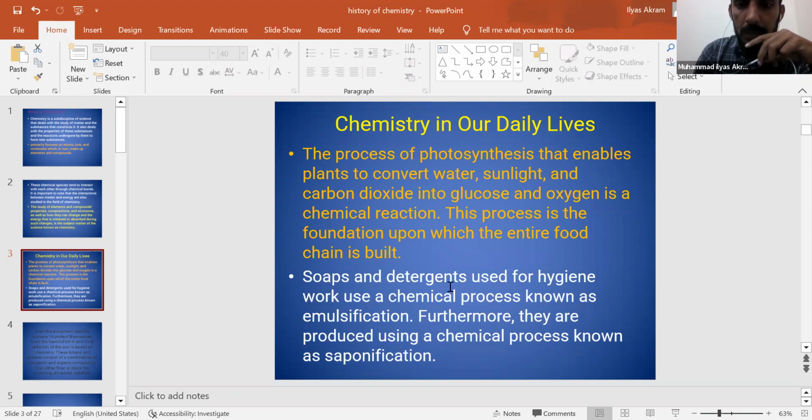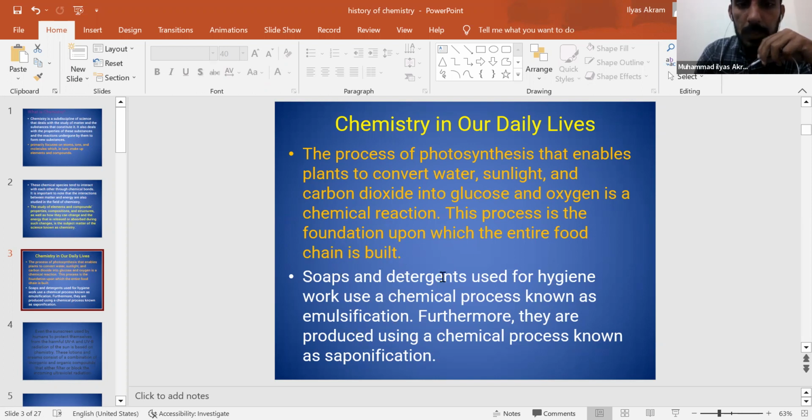Soaps and detergents that are used for hygiene work through a chemical process known as emulsification. Emulsification is basically done by lipid molecules, and furthermore they are produced using a chemical process known as saponification. This is a complete chapter, saponification and emulsification, that is basically discussed in the carboxylic acids of organic chemistry. So we will discuss it completely there.